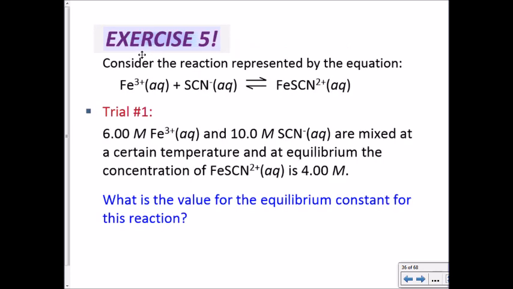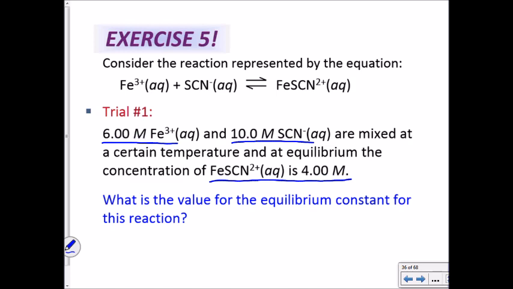So let's look here at our first example. See the reaction at the top there. It's going to be the iron 3 plus and the thiocyanate giving you this complex ion. It's the iron, ferrous something, thiocyanate. It's a complex ion. We'll talk about those in a little bit. So it tells us that we're going to have 6 molar of the iron and 10 molar of the thiocyanate. And at equilibrium, you're going to end up with this much of the product. So lots of different values. You have initials, you have equilibrium concentration of your product.